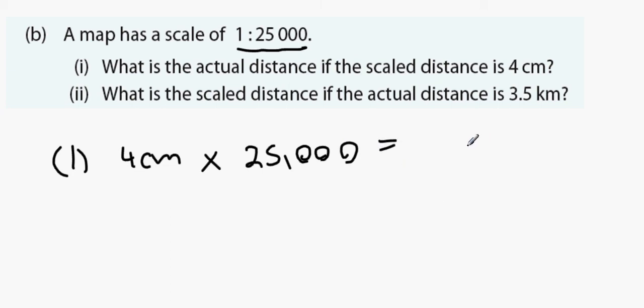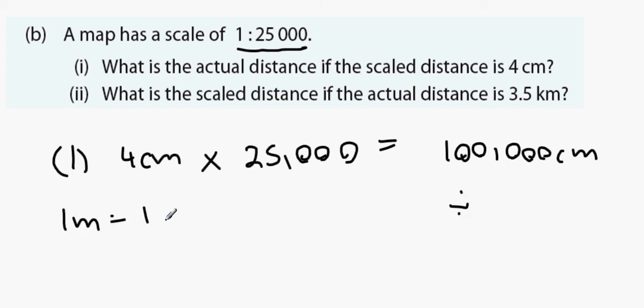Okay. Now we'd like this in meters. So remember, 1 meter equals 100 centimeters. So if we divide by 100, we should get it in meters. So it's going to be equal to 1,000 meters. And 1,000 meters is the same thing as 1 kilometer.